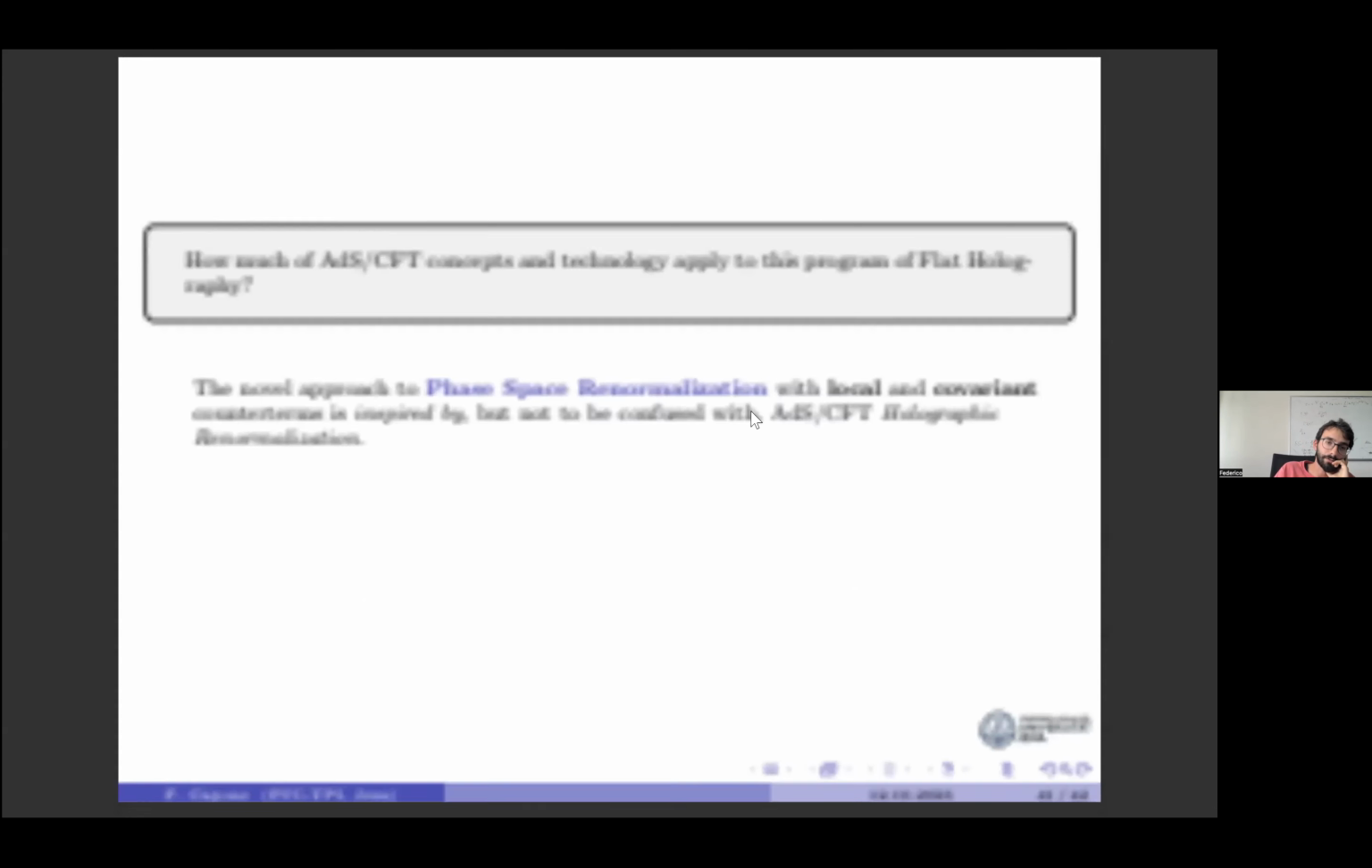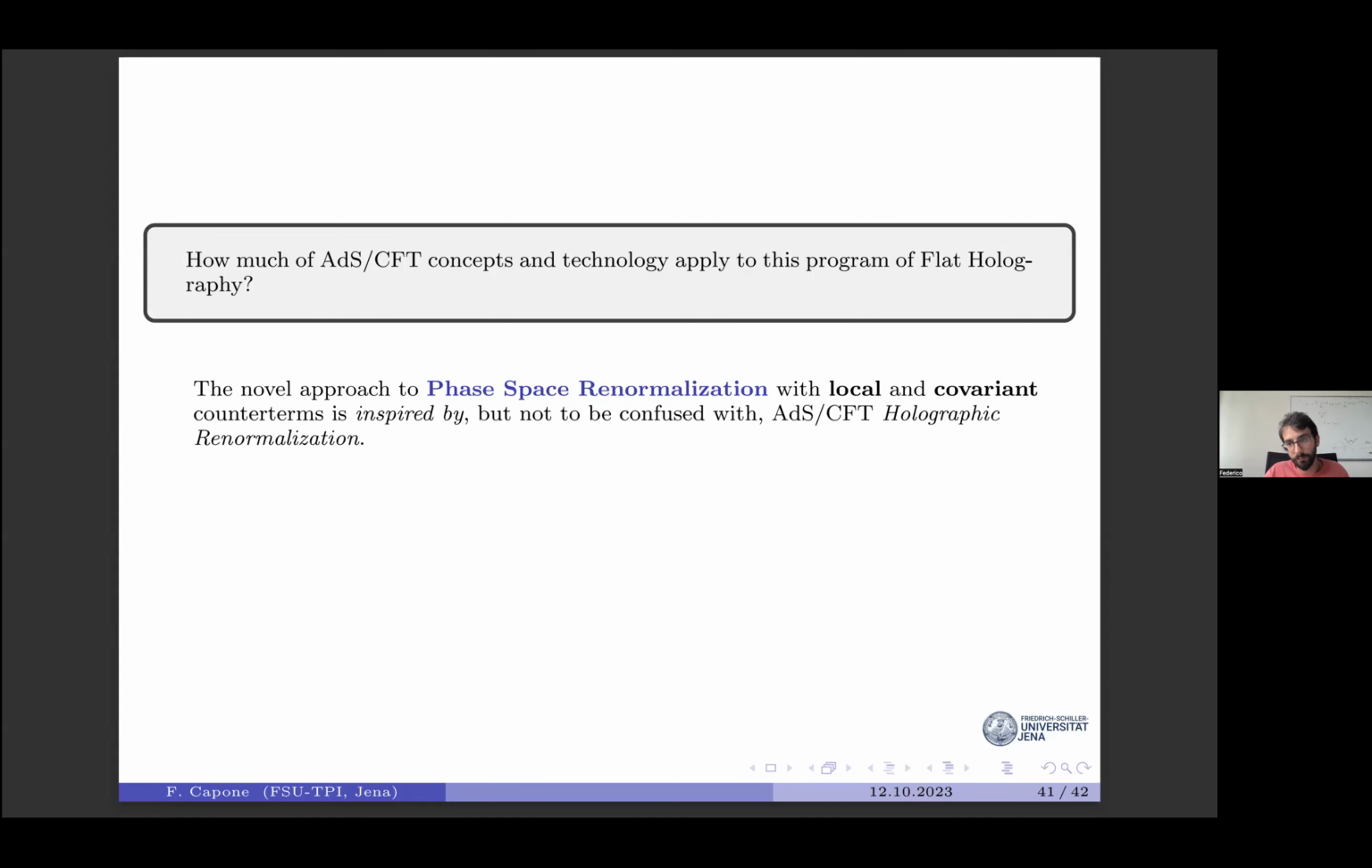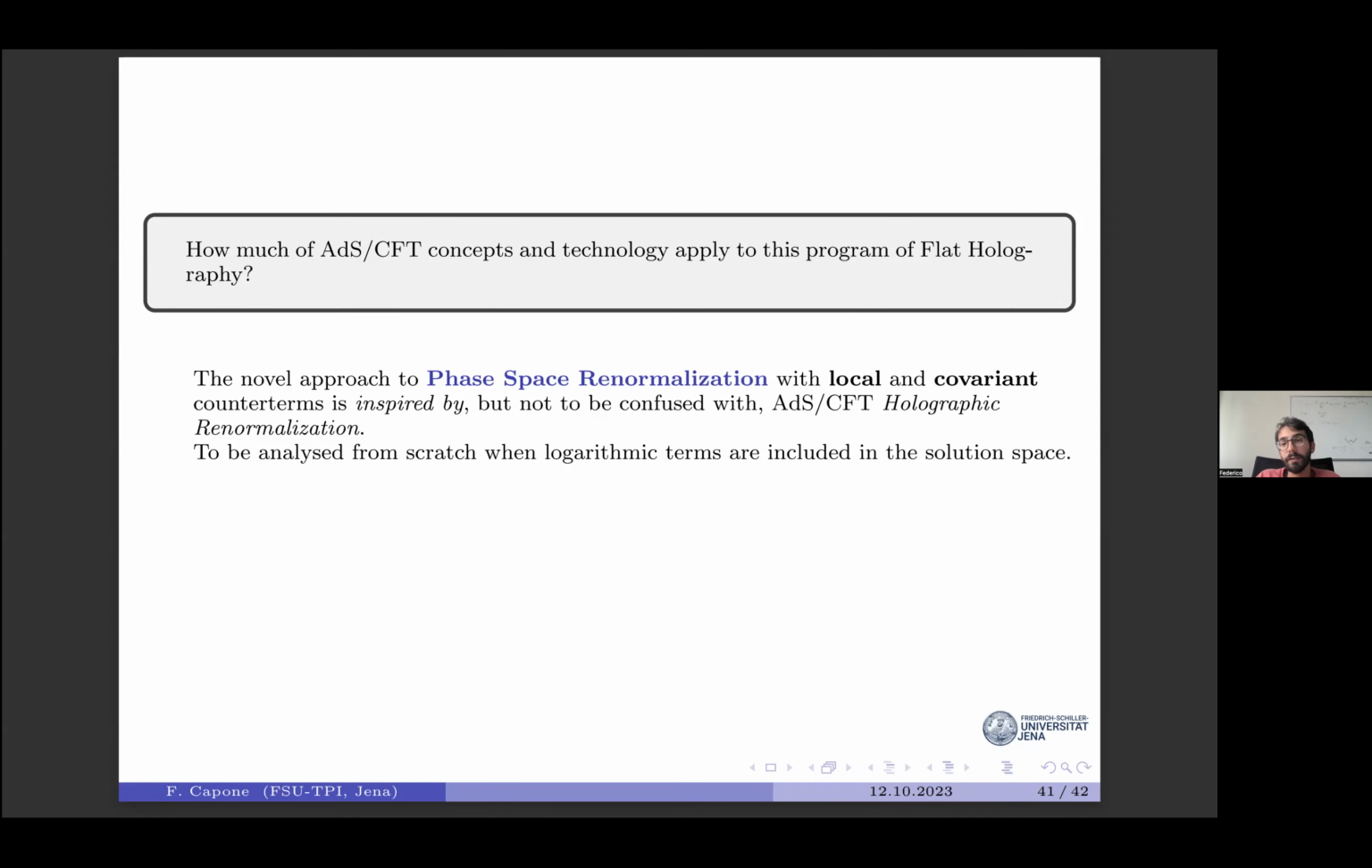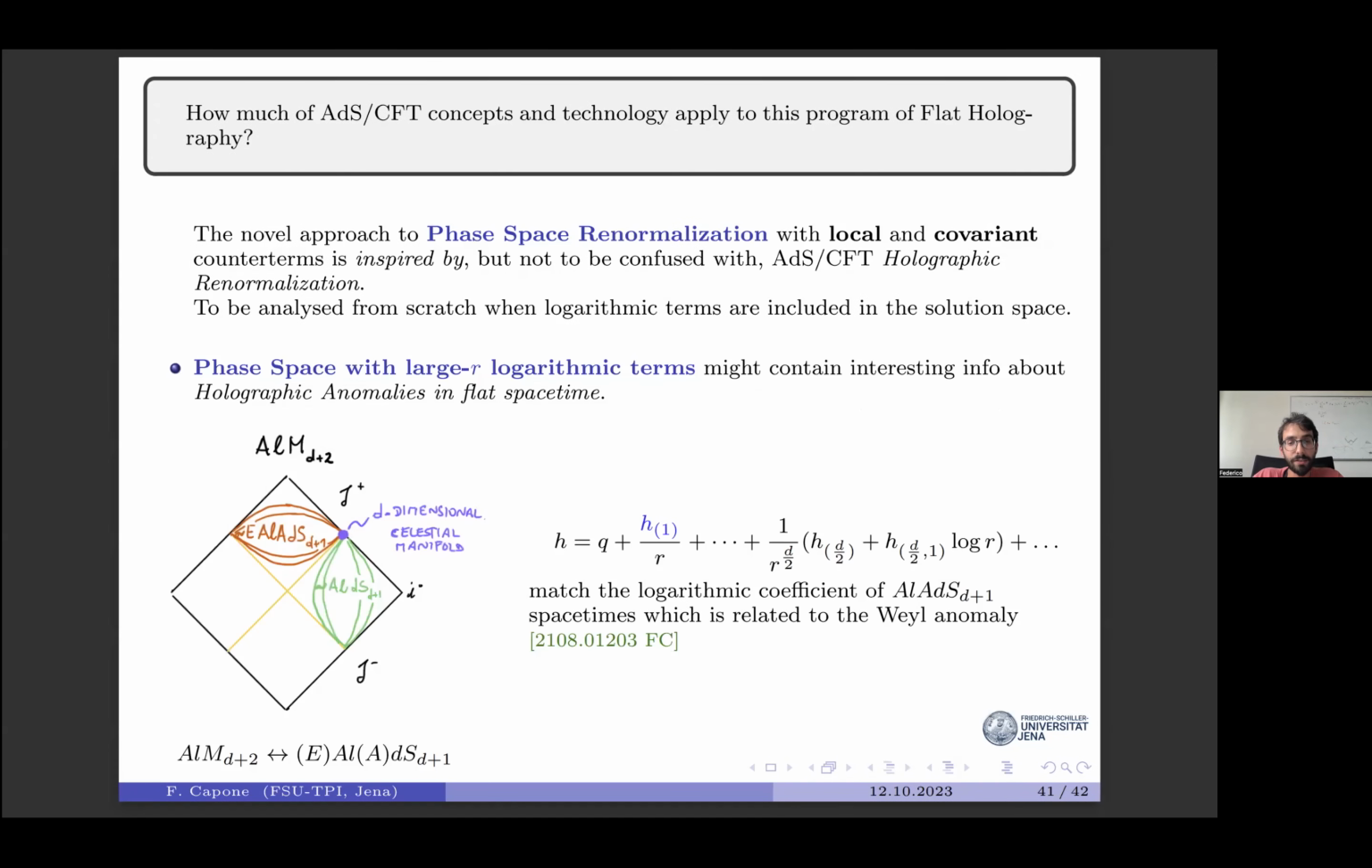In particular, I will comment on the approach that we developed of phase space renormalization, which again is not new, but the spirit of putting local and covariant counterterms is something novel in our favor, and is highly inspired by AdS/CFT holographic renormalization. But it has to be reanalyzed from scratch if I want to consider the phase space with logarithmic terms. And there is an interesting point in the phase space with logarithmic terms, which I already mentioned a bit, which is that logarithmic terms in odd dimensional AdS spacetimes are associated with conformal anomalies.